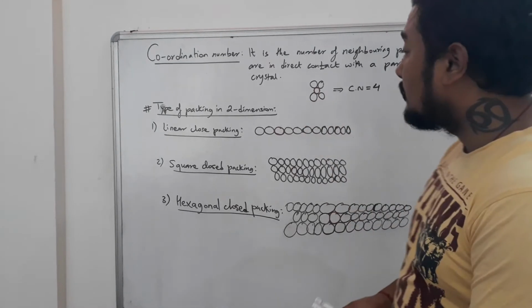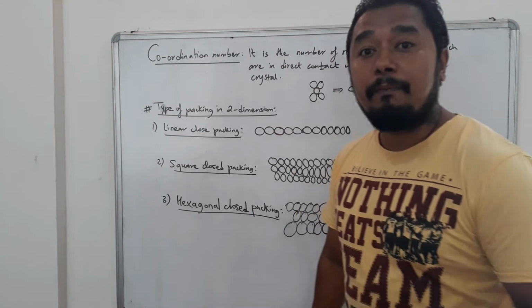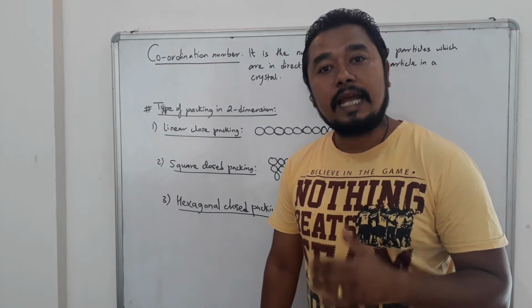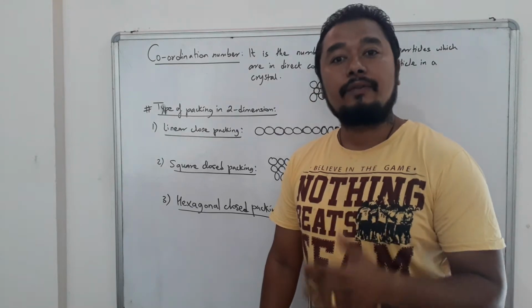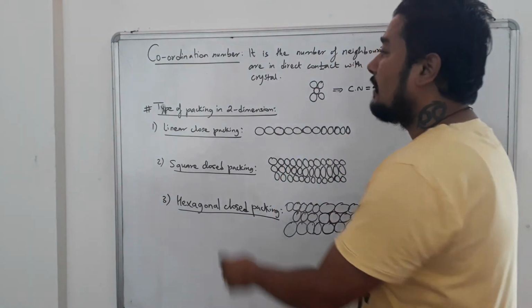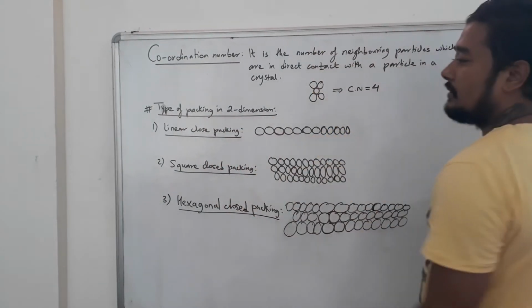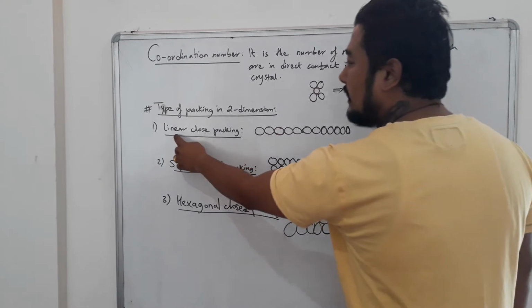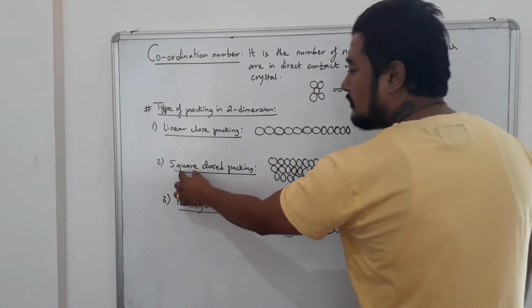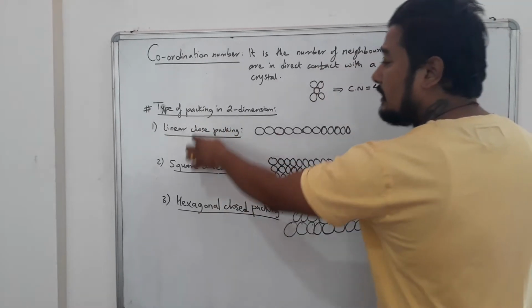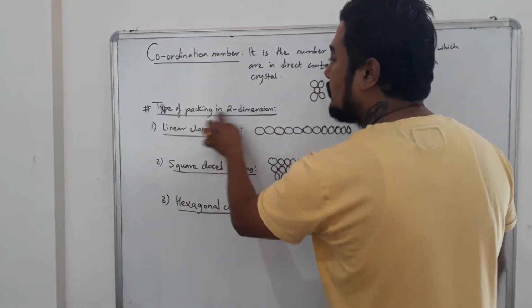So do remember students, we can see type of packing in 2 dimension and 3 dimension. First we will see the type of packing in 2 dimension, and after that we will see the type of packing in 3 dimension. Type of packing in 2 dimension is of 3 types. One is called linear close packing, the other is called square close packing, and the third one is called hexagonal close packing. These are the 3 types of packing in 2 dimension.